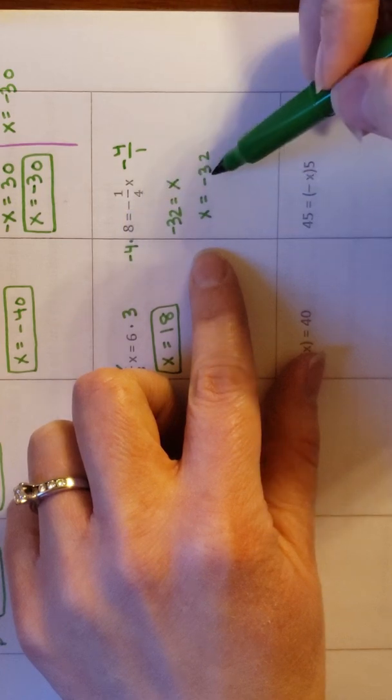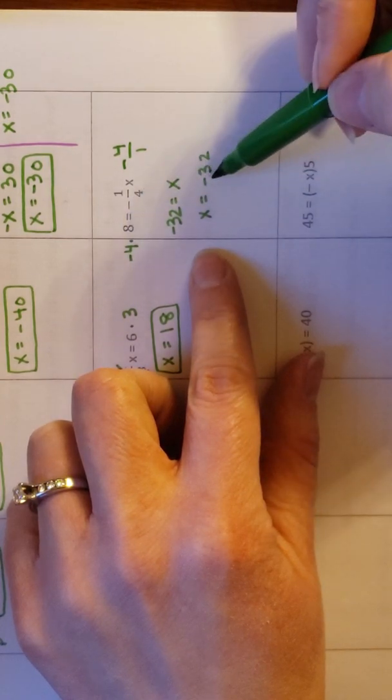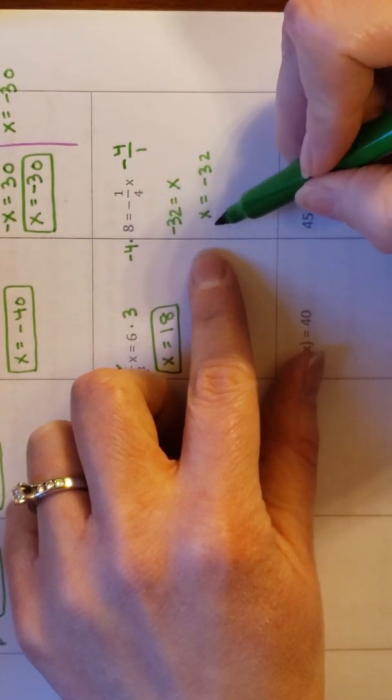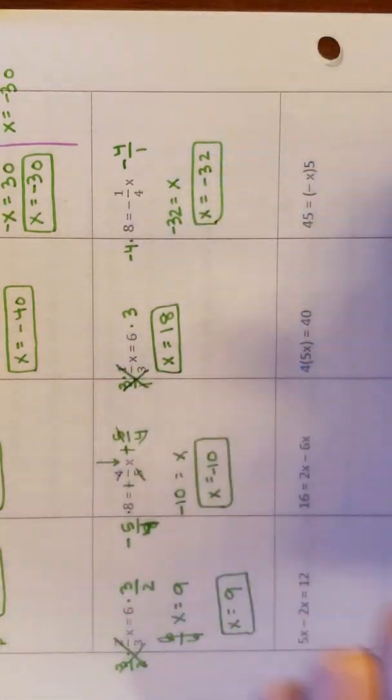Is it true that a negative times negative is a positive? 1/4 of 32 is 8? Yes, it is. And so that's your final solution.